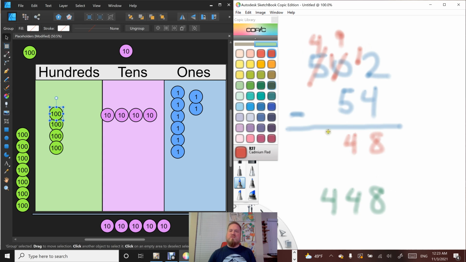And 4 hundreds minus no hundreds is 4 hundreds. So whether you do it the vertical math way or the place value disk way, we get 448. And so that's good that we checked our work 2 ways and it seems to have worked.